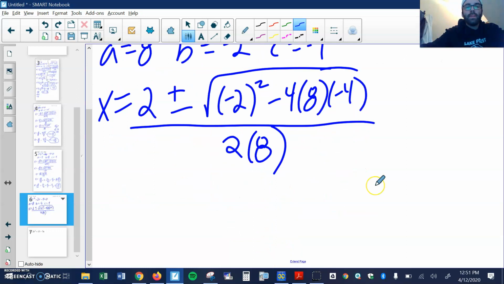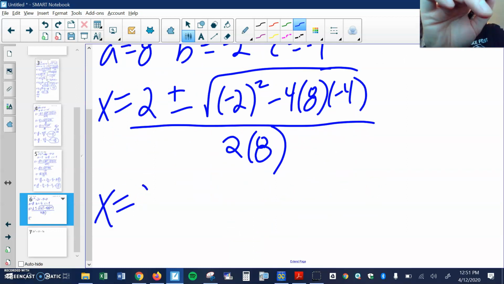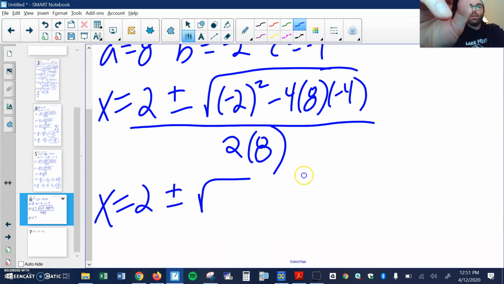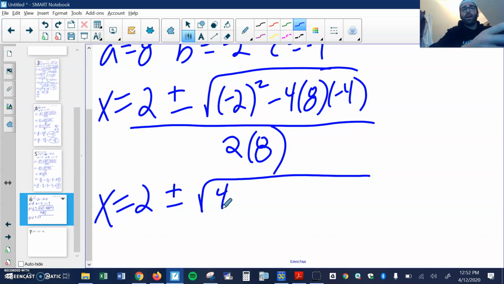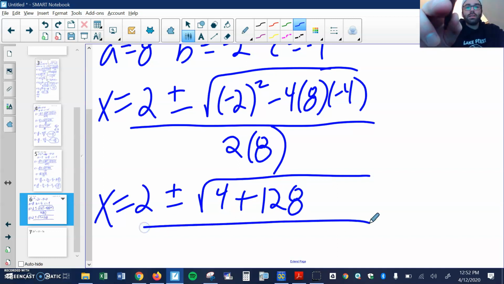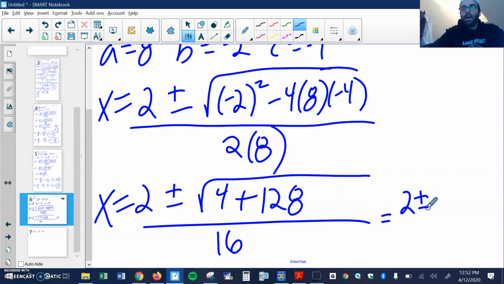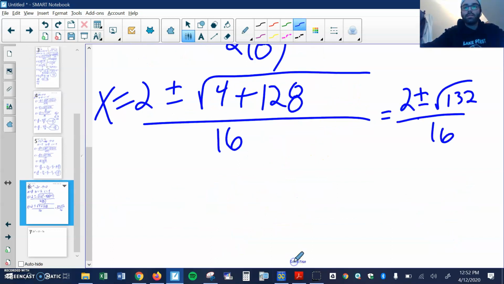Still going? All right. X equals 2 plus or minus. I know negative 2 squared is positive 4. I know that 4 times 4 times 8 is, that'll be plus 128. And that's all over 16. So that's 2 plus or minus root 132 over 16. Now remember, how do I know it's positive? Because I have a negative 4 and a negative 4 to make it positive.